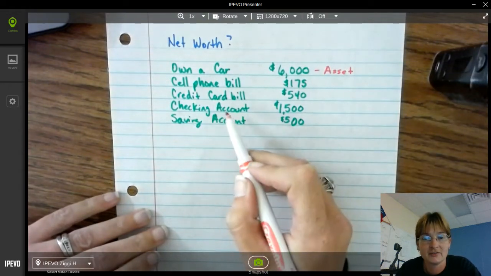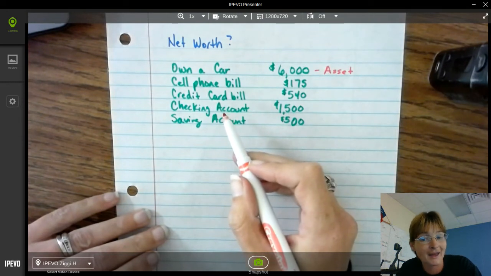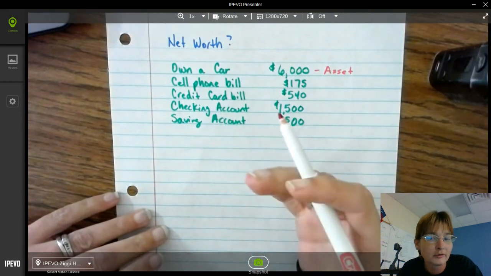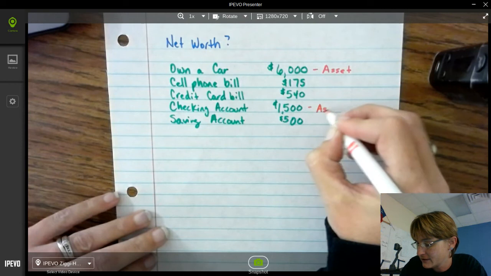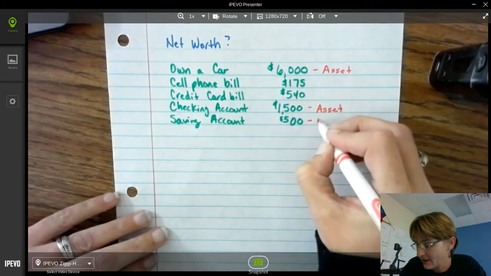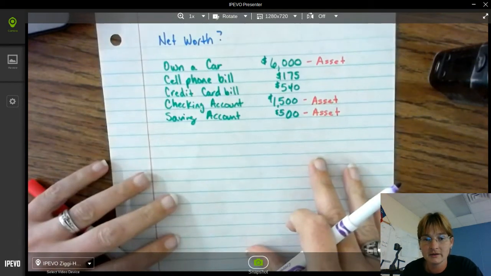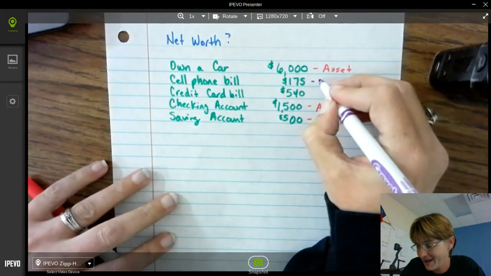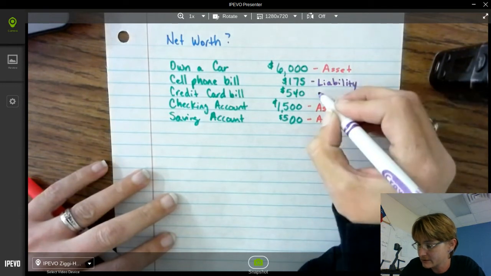If I own it, it's an asset. Having a checking account, this is money that is in your pocket. Even though it might be at the bank, it is still your money. The bank is just kind of holding it for you. So the checking account is an asset, along with the savings account. Our liabilities are the bills. That means you have to pay for them. So both your bills are liabilities.